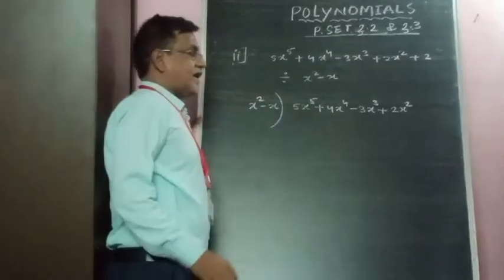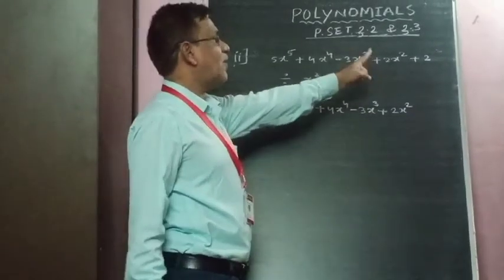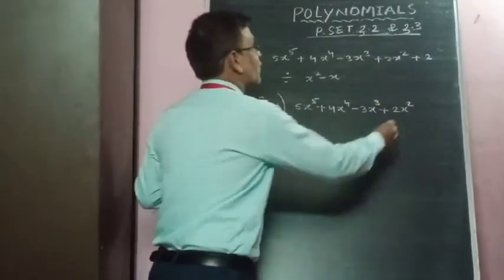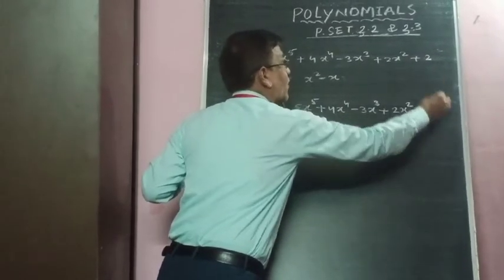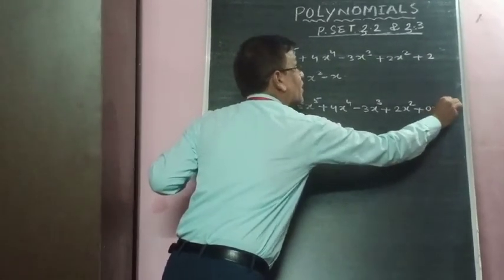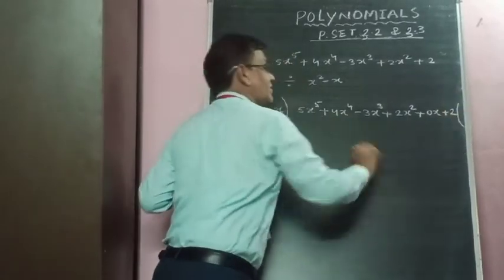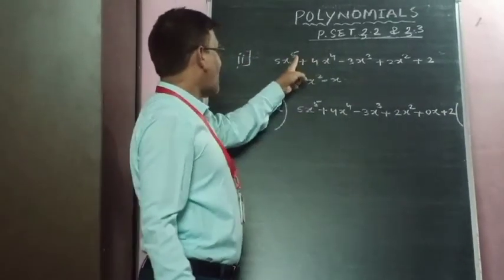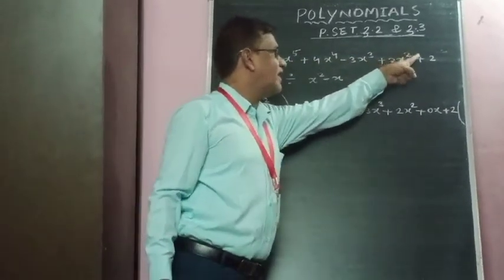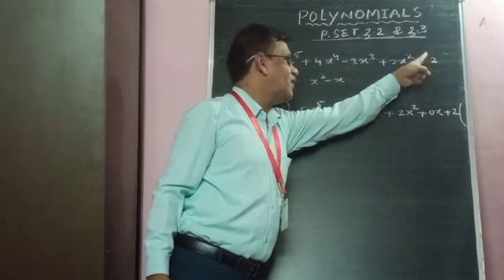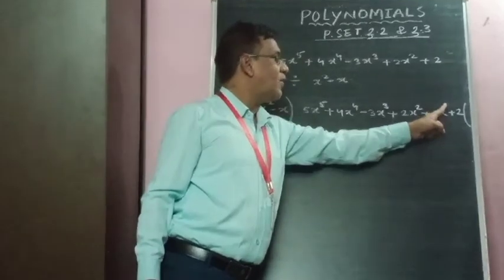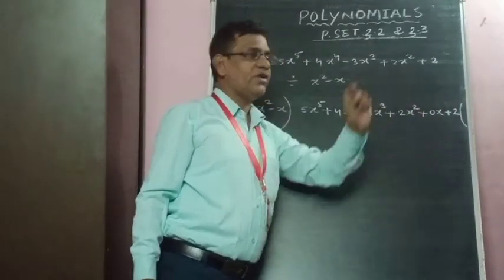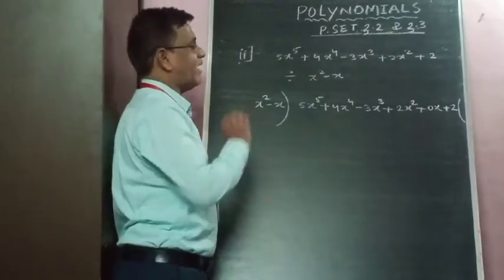Here the x term is not there, meaning the x to the power 1 term is not there, so you can write 0 into x, and then the constant number plus 2. Your actual polynomial is this one. See, 5, 4, 3, 2, but 1 is not there, it is 0. Now you have to write the term with power 1 as 0 into x. Now divide this.